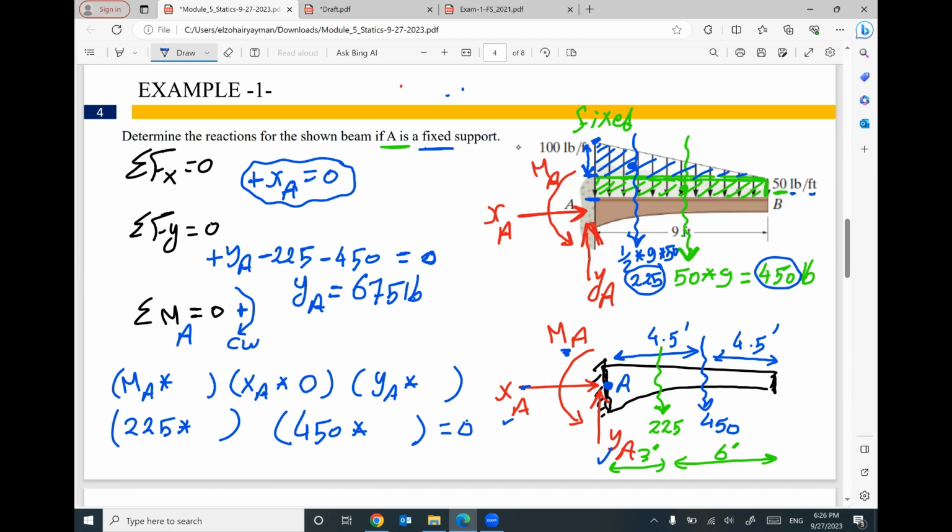What is the distance between YA and A? 0. Thank you. The third question, and be careful. What is the distance between MA and A, because we have 3 reactions at point A? What should I write here? Be careful, it's a trap.